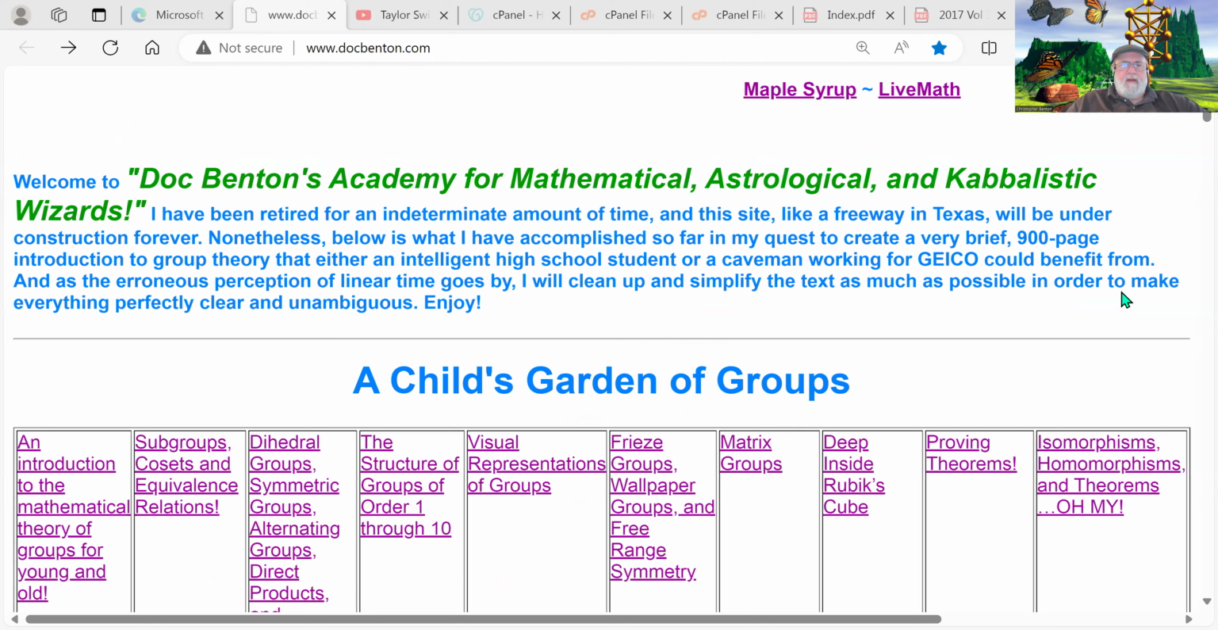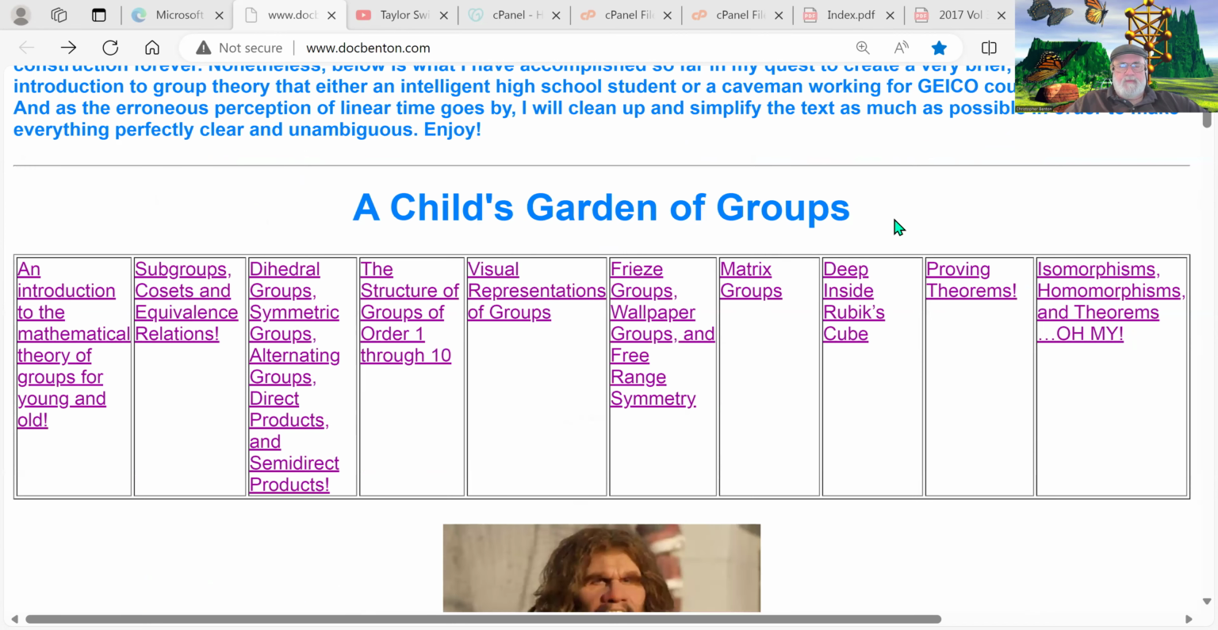And near the top here, I have what I call A Child's Garden of Groups. And this is 900 plus pages of an introduction to the mathematical theory of groups. And it's organized very differently from the way most group theory courses are organized. All the materials here are free. Are there typos in what I have? Of course there are. There are places where I say that 2 plus 2 equals 5 or worse. But as I say, I'm old, so find and fix the typos yourself.